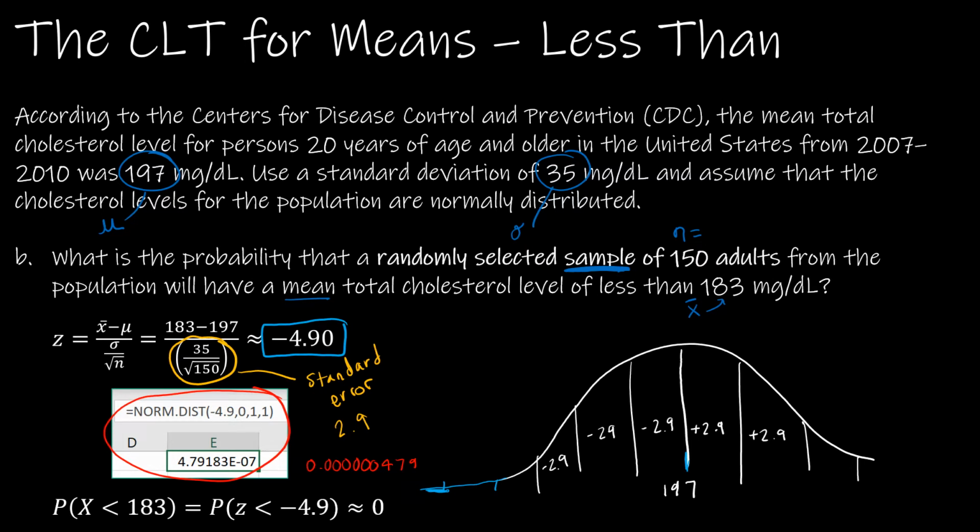Now, before we continue, let's just always make sure that makes sense. Our question says, what's the probability, if we're expecting everybody to have a cholesterol level of 197, that I randomly select 150 adults and their average cholesterol is less than 183? Well, it makes perfect sense that this would be a very small value. It's a lot more probable that I would select one person at random and it's 183 or less, as opposed to selecting 150 people and their average cholesterol being less than 183.